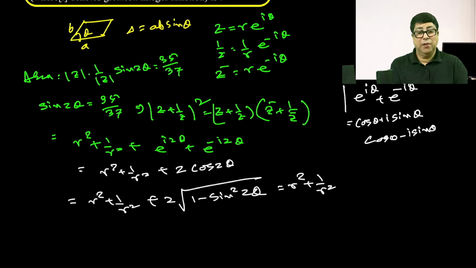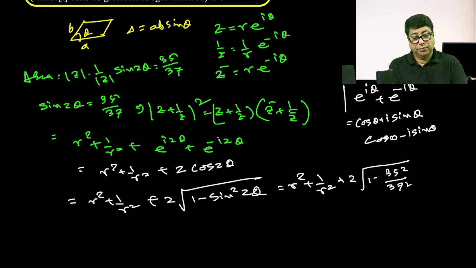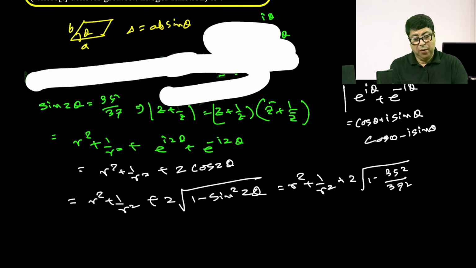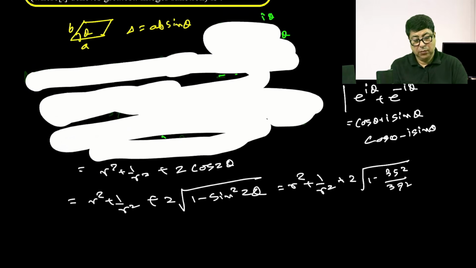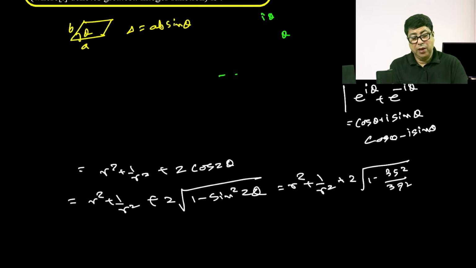Okay, what I am getting here? I am getting here 1 minus sin square theta is plus 2 into root over 1 minus 35 square by 37 square. That is, if we do the calculation here, I have to write some part from here. If we write some part from here, we are getting here, what I am getting here? I am getting that is coming to be r square plus 1 by r square.